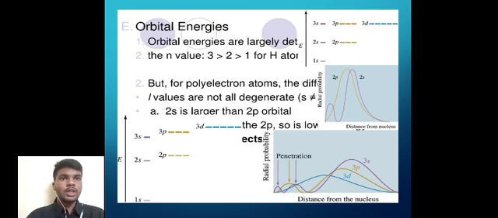Orbital energy. Orbital energies are largely determined by the value of n, so 3 is greater than 2, and 2 is greater than 1 for the H atom. But for polyelectron atoms, the different l values are not all degenerate. s is not equal to p. 2s is lower than the 2p orbital, 3d is higher, and so on. You can observe the given table: radial probability and distance from the nucleus, penetration of the 3s, 3p, 3d levels.